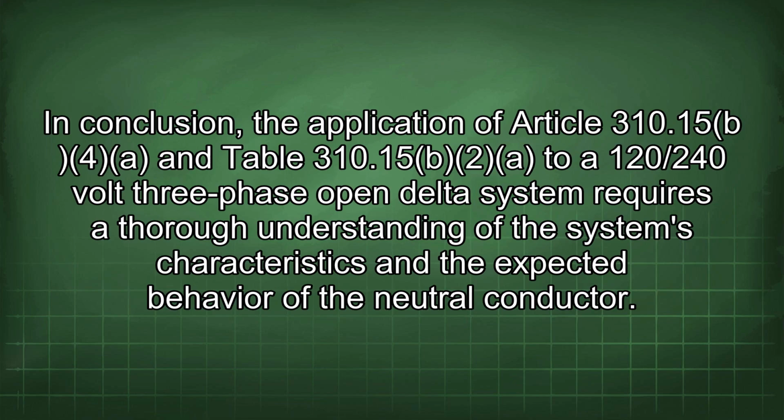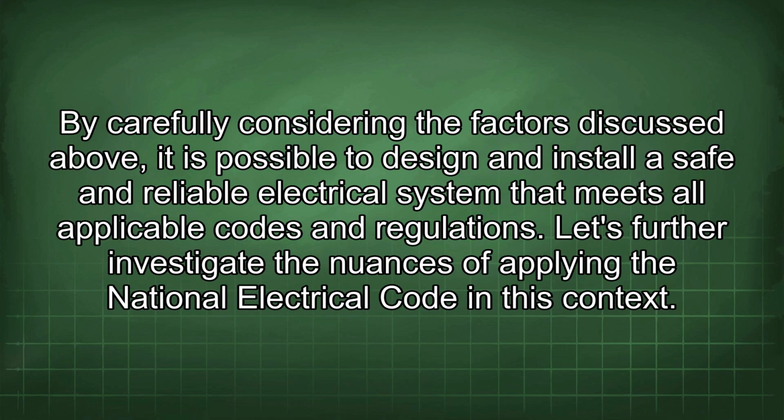In conclusion, the application of Article 310.15(B)(4) and Table 310.15(B)(2) to a 120/240 volt three-phase open delta system requires a thorough understanding of the system's characteristics and the expected behavior of the neutral conductor. By carefully considering the factors discussed above, it is possible to design and install a safe and reliable electrical system that meets all applicable codes and regulations.